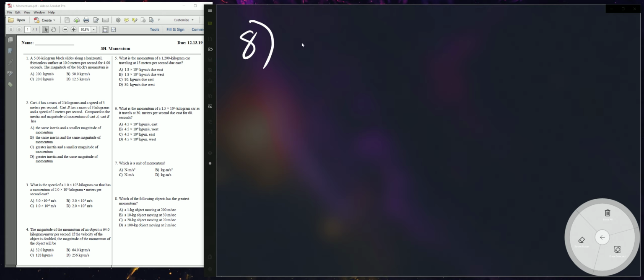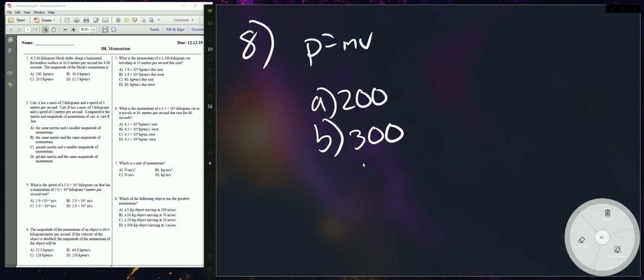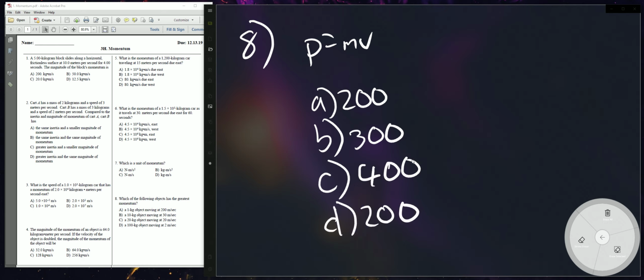8. Which of the following objects has the greatest momentum? Again, momentum is m times v. So which one has the greatest momentum when you multiply everything? A has a momentum of 200. B has a momentum of 300. C has a momentum of 400. And D has a momentum of 200. So the answer is C.